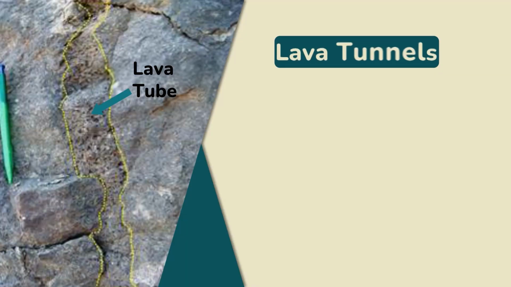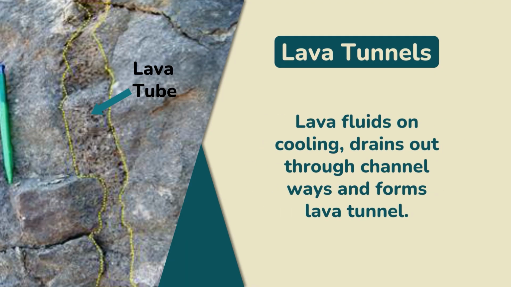Now we discuss another important structure called lava tunnels. Lava fluids on cooling drain out through channel ways and form lava tunnels. You see this picture here. This yellow line shows an almost vertical tunnel-like structure.